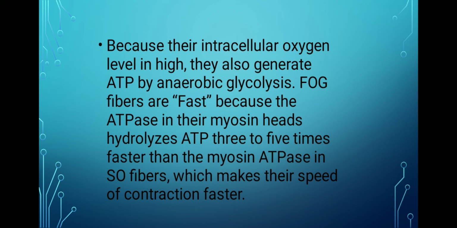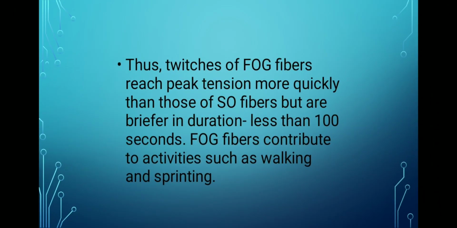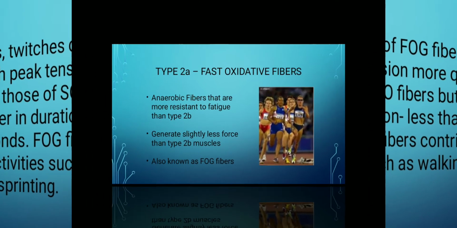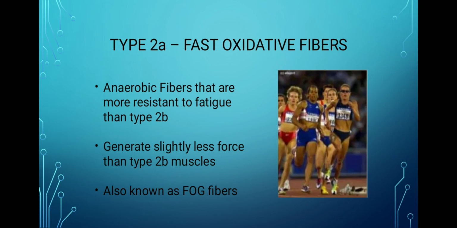FOG fibers are fast because the ATPase in their myosin heads hydrolyzes ATP 3 to 5 times faster than the myosin ATPase in SO fibers, which makes their speed of contraction faster. The twitches of FOG fibers reach peak tension more quickly than those of SO fibers but are briefer in duration, less than 100 milliseconds. FOG fibers contribute to activities such as walking and sprinting. Type 2A fast oxidative fibers are anaerobic fibers that are more resistant to fatigue than type 2B. They generate slightly less force than type 2B muscles and are also known as FOG fibers.